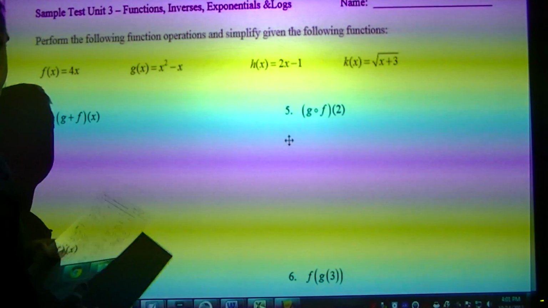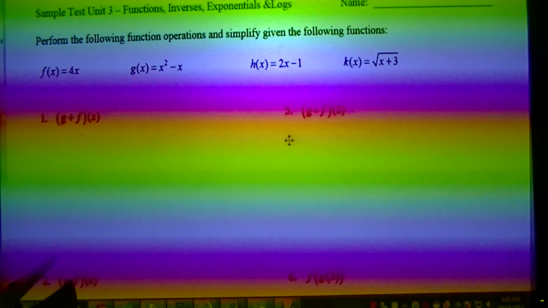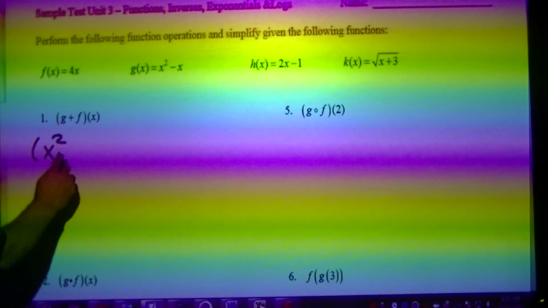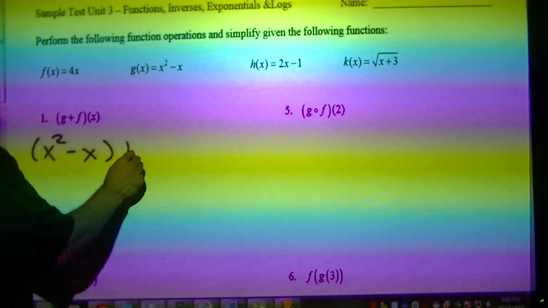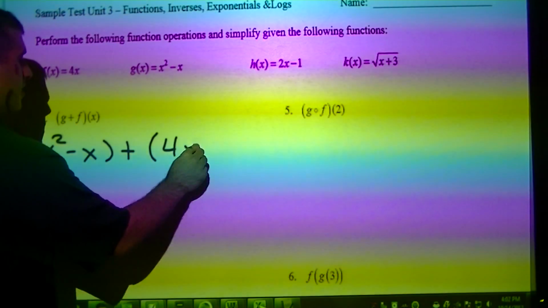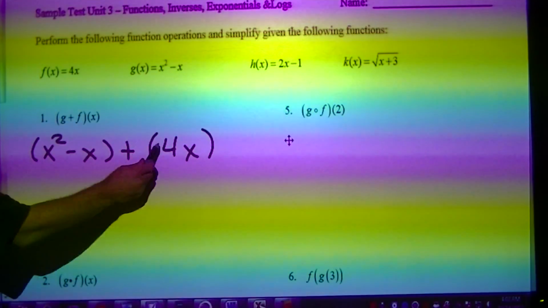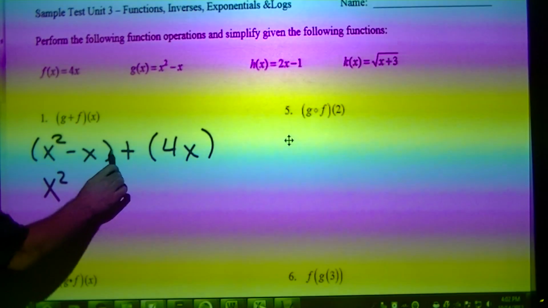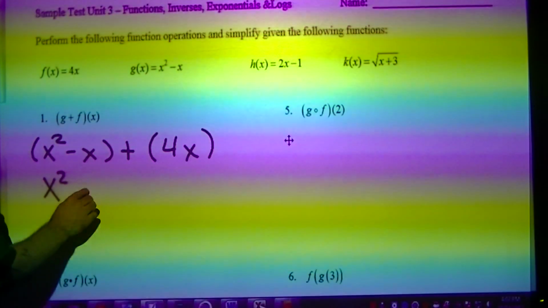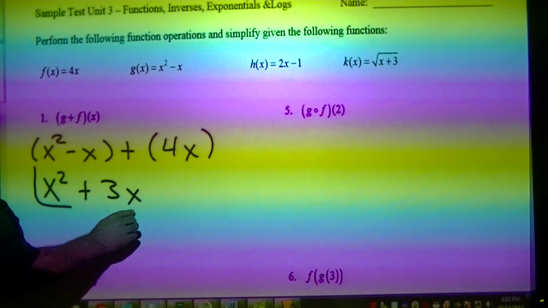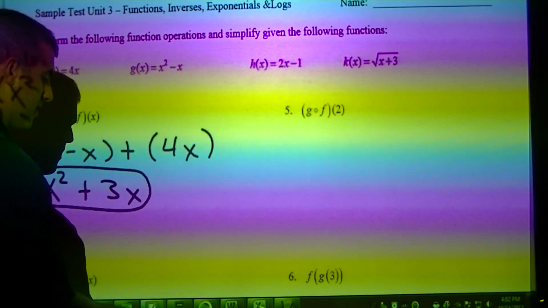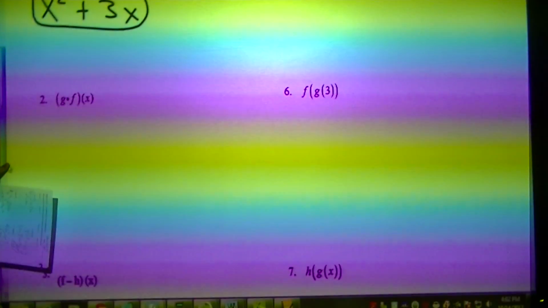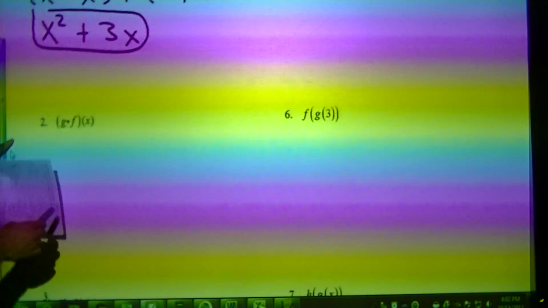Okay, number one, it's g plus f of x. So what that means is I'm going to take the g function and add it to the f function. Okay, I'm combining like terms here. So here are my like terms. All right, so there's no x squared, negative x plus 4x, it's going to be positive 3x. And there's your answer. There's nothing to evaluate on that. Okay, very straightforward.